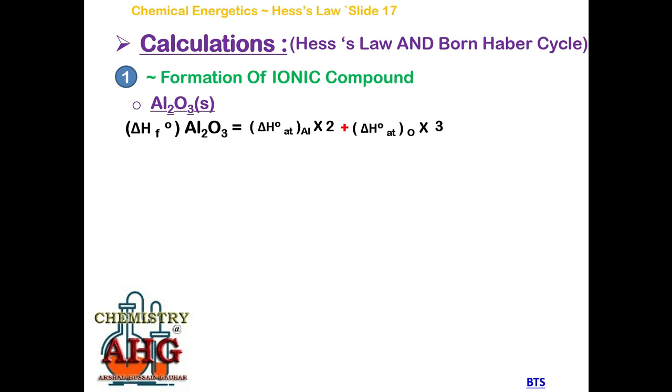Atomization is completed. After atomization, we will have to ionize these elements. We will ionize aluminum, and you know one aluminum can lose 3 electrons. So which enthalpy change will be involved? First, second and third ionization energy, and since we have 2 mole of aluminum, the total ionization energies must be multiplied by 2. So first ionization energy plus second ionization energy plus third ionization energy of aluminum multiplied by 2.